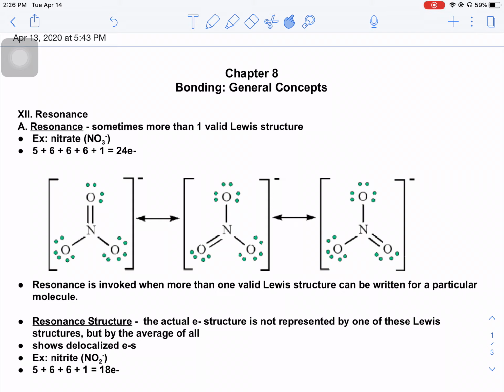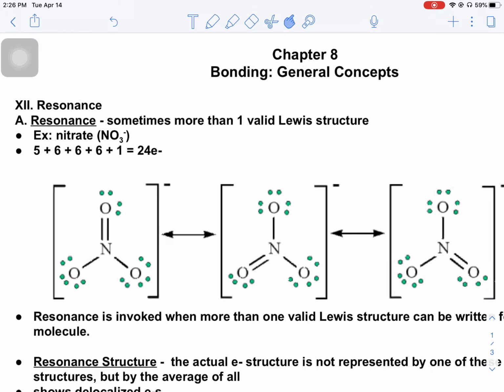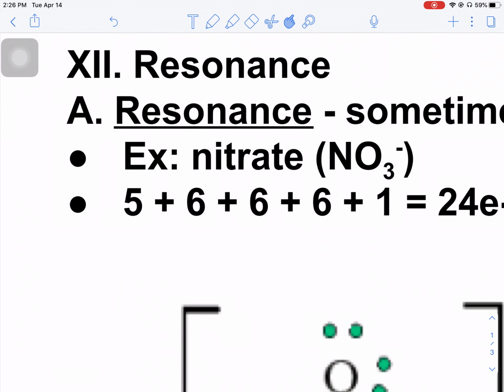So one thing you need to be aware of when you're doing resonance structures is you always need to count valence electrons. And typically speaking, you're going to end up with an even number. There are examples when they could be odd, but in most of our examples, I think they're going to be even. So with the first example, we're going to do nitrate.